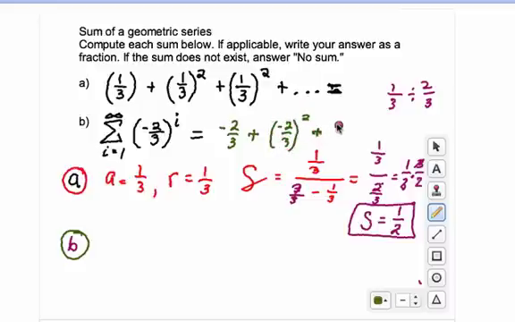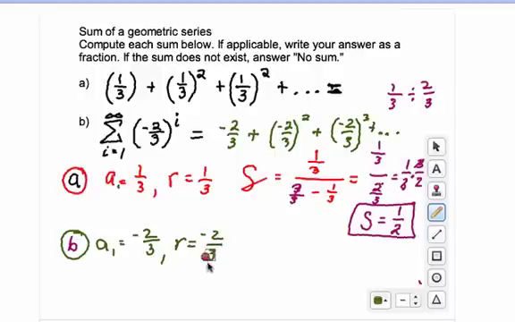Plus, if you keep going, you're going to get negative 2/3 to the third, and you can see the pattern here. So you can see that your first term, a sub 1, and I should have put a 1 there, is equal to negative 2/3, and r is equal to negative 2/3 too, because you're multiplying each term by negative 2/3. A sub 1 and r are not always going to be the same, they just happen to be in both of these examples.